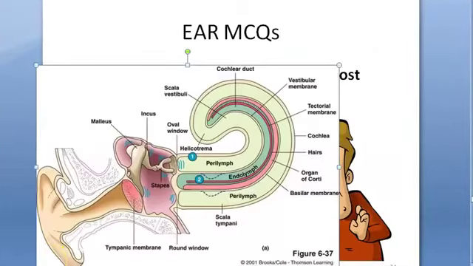See, guys, this one is the scala vestibuli. In the middle you have the scala media and down you have the scala tympani. At the scala vestibuli you have the oval window. At the scala tympani you have the round window. Right? Stapes actually works on the oval window.